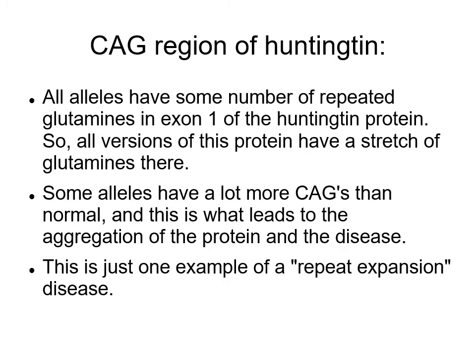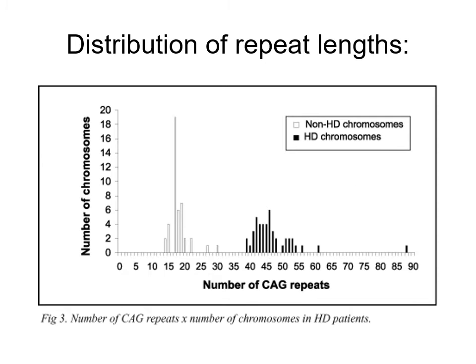Okay, so all alleles have some number of repeats, and so all versions have CAGs there. But if you've got too many, that leads to the aggregation, and that leads to the disease. Okay, so here's just some data, really, where people have looked at Huntington's patients and examined how many CAG repeats they have on that one chromosome. Remember, it's dominant, so you only have one mutant chromosome. Everybody with Huntington's has 40 or more repeats of CAGs in that region. By comparison, people with normal Huntington typically have between 15 and 20 copies of the repeat. So a normal person has 15 or so, and you have this tremendous increase, and that's what leads to the disease.